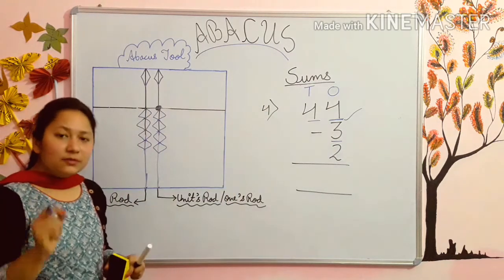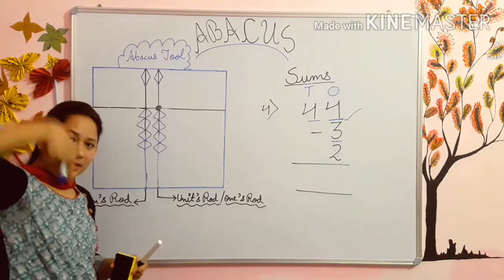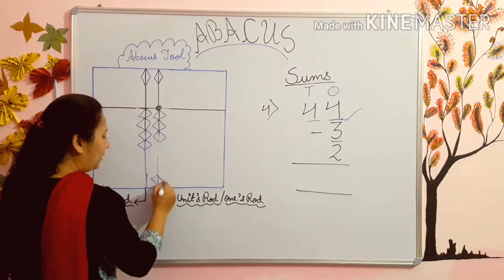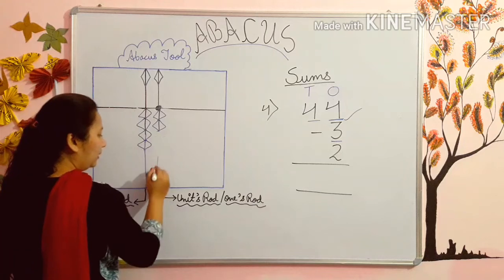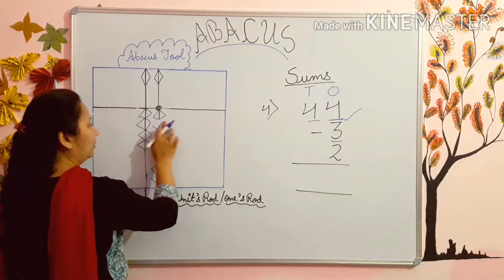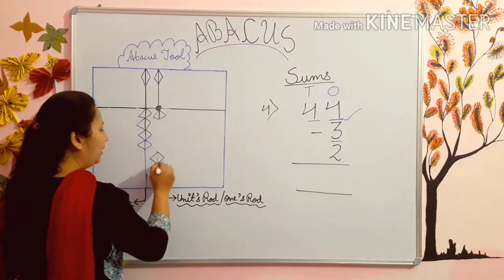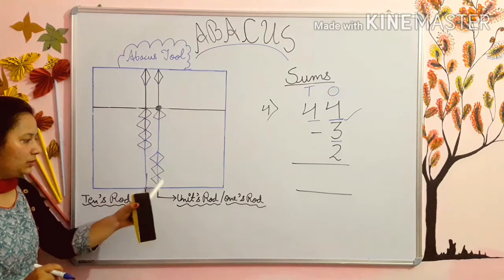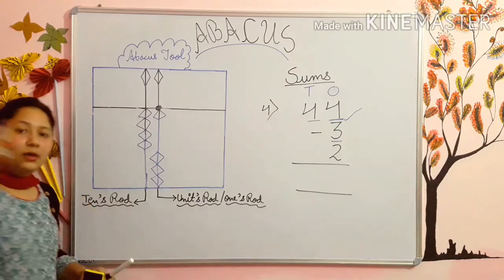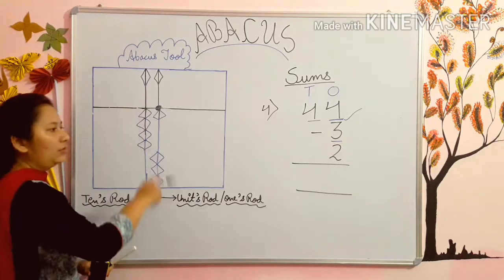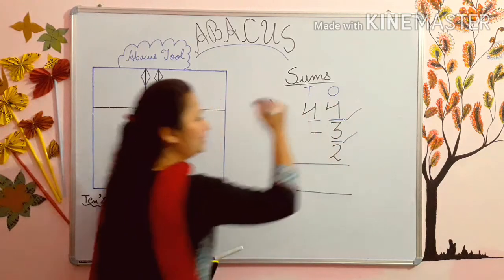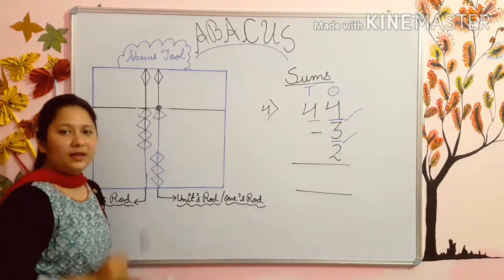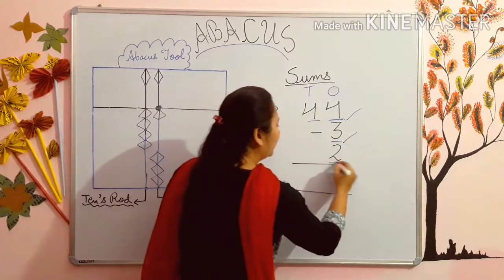Minus 3. So minus means put the beads down. So first of all 1 bead down. Then 2 bead down. Then 3 bead down. See, 1, 2, 3. I have put the beads down. You also, kids, put the beads down because we have to do minus 3 in ones rod.